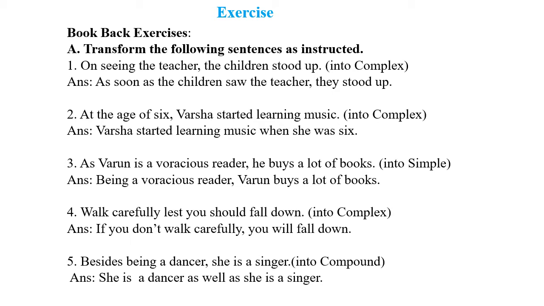First sentence, on seeing the teacher, the children stood up. So on plus verb plus ing they have given. Simple sentence is given. They have asked to change this into complex. On plus verb plus ing can be replaced by the subordinating conjunction as soon as. We are taking the subject from the main clause, the children. As it is in past tense, we have to put the verb in past, saw. As soon as the children saw the teacher, they stood up. We need not put the children again, so we are using the pronoun they.